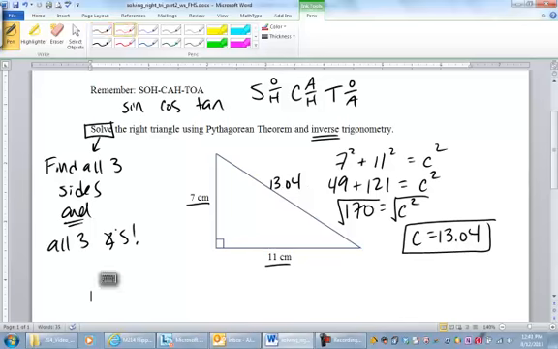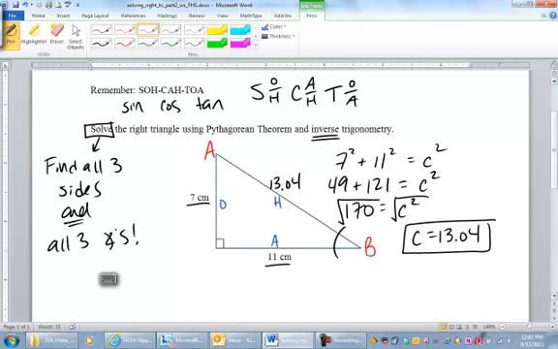Okay, so what I need to do now is find these two angles. I need to find angle A and I need to find angle B. And it doesn't matter which one you want to find first. I'll probably find angle B first, just because I want to. You could find angle A if you wanted to as well. What I like to do is put a swoop around angle B, and I'm going to label my H, my O, opposite angle B, and my adjacent side is this one.